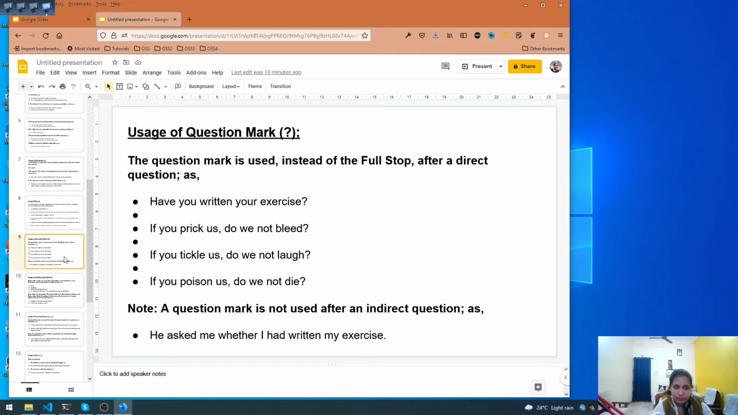Okay, then usage of the question mark. This is the easiest punctuation mark. I think we all know where to use it, isn't it? The question mark is used instead of a full stop after a direct question. So whenever we are asking a question to people, and especially if it is a direct question, at the end we put this mark, and that is known as the question mark. Okay, have you written your exercise? So this is a direct question.